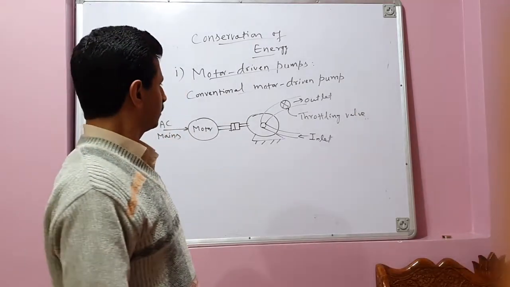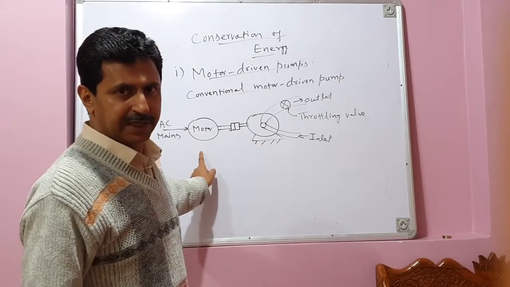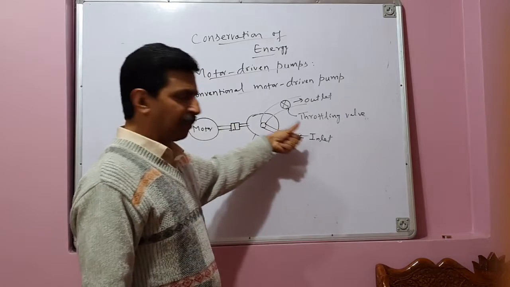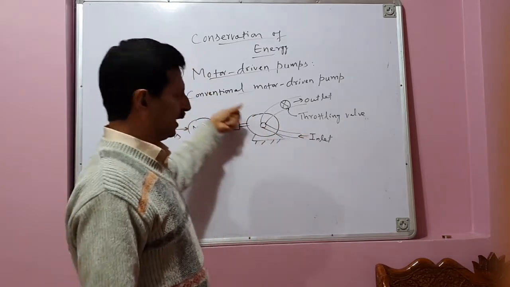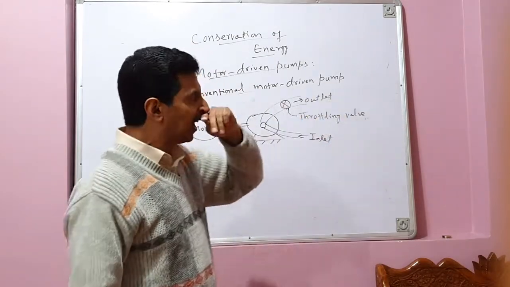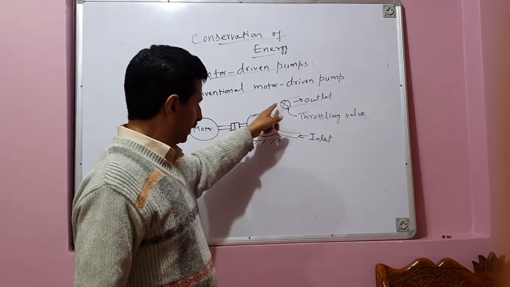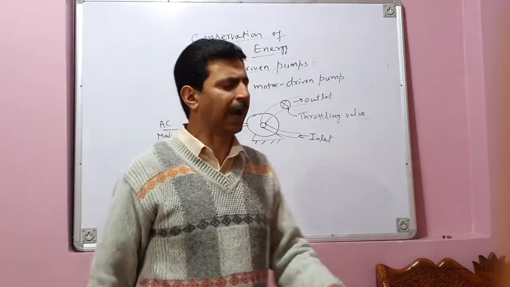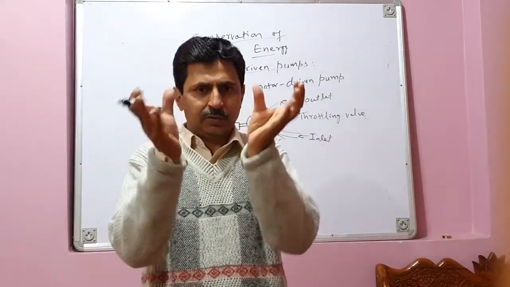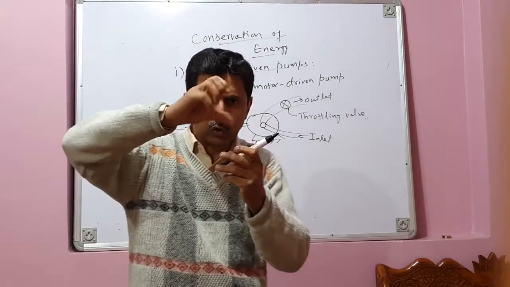What is the prime mover for this pump? An electric motor. When the electric motor starts running, it runs the pump and then the pump sucks the water. This is the inlet from where it sucks the water, and then this is the outlet. Now the flow rate of the water is controlled by the throttling valve. If you need more flow rate, you open this valve more and more. And if you need less flow rate, what do you do? You close the valve. You reduce its opening.